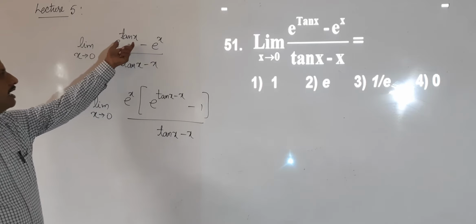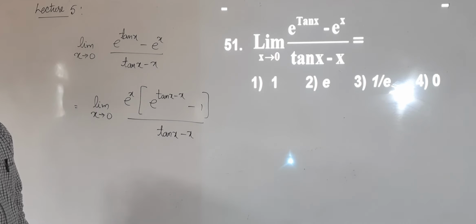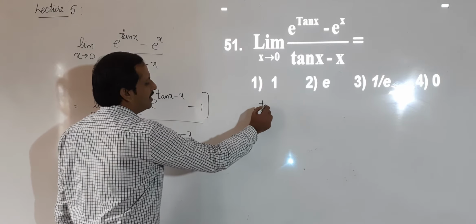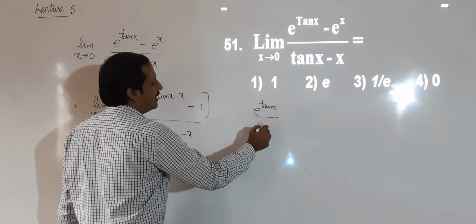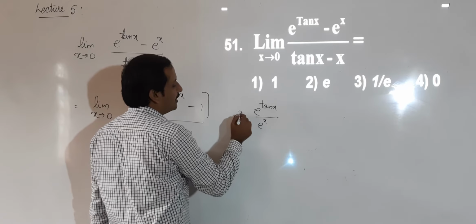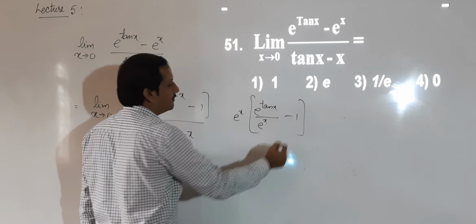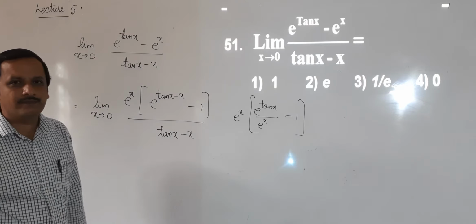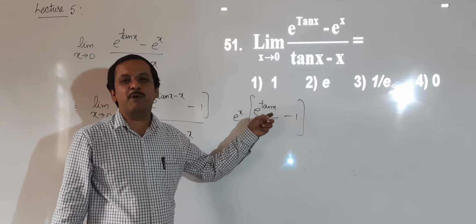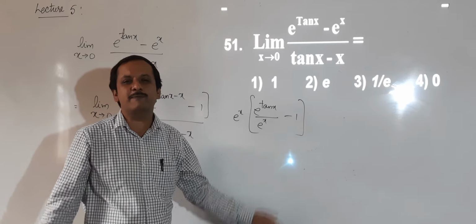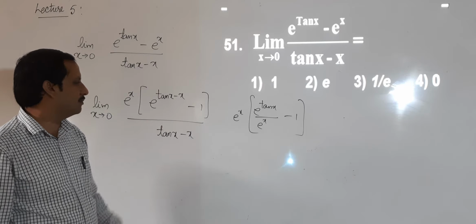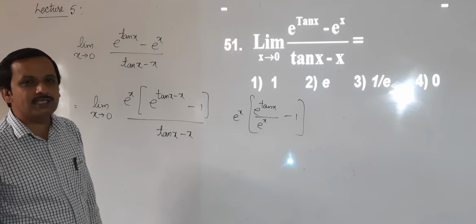See, what happened is, I have taken e power x as common. So if I take e power x as common, in the first term, we will be left with e power tan x divided by e power x. Right? Did you understand? Okay. So now, e power tan x by e power x is as good as x power m divided by x power n, that's equal to x power m minus n. So that's what I did. It will be e power tan x minus x minus 1 divided by tan x minus x.